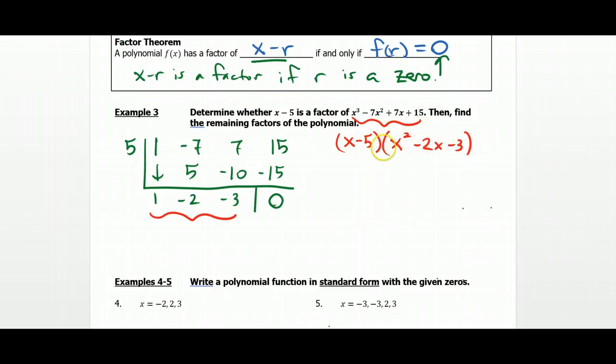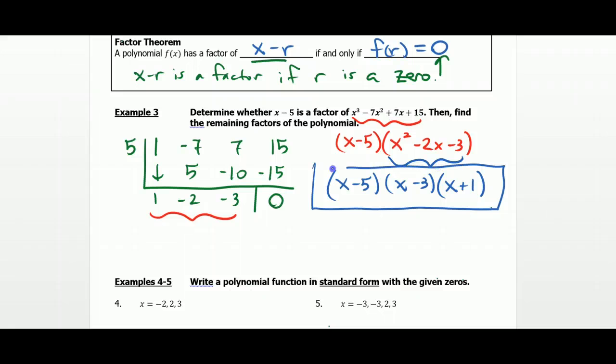Okay, so if we multiplied these two together, we would get this original polynomial here. And now I can factor my trinomial here that I got into x minus 3 times x plus 1. So synthetic division can actually help us with our factoring skills as well. If we already know one of the factors, we can use synthetic division to find some other factors. Okay, so this is the factorization of that original polynomial there.